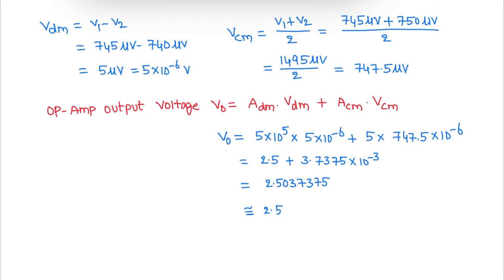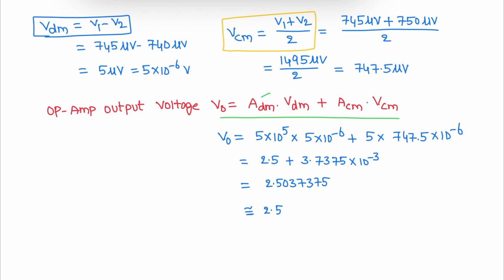Now VDM is the differential mode voltage, VDM is V1 minus V2, and the common mode voltage VCM is (V1 plus V2) by 2. So V1 minus V2 is 5 microvolts, and (V1 plus V2) by 2 is 747.5 microvolts. Now the op amp output voltage V0 is equal to ADM, the differential mode gain, times the differential mode voltage, plus ACM, the common mode gain, times VCM, the common mode voltage. Output voltage is differential mode gain into differential mode voltage plus common mode gain into common mode voltage.